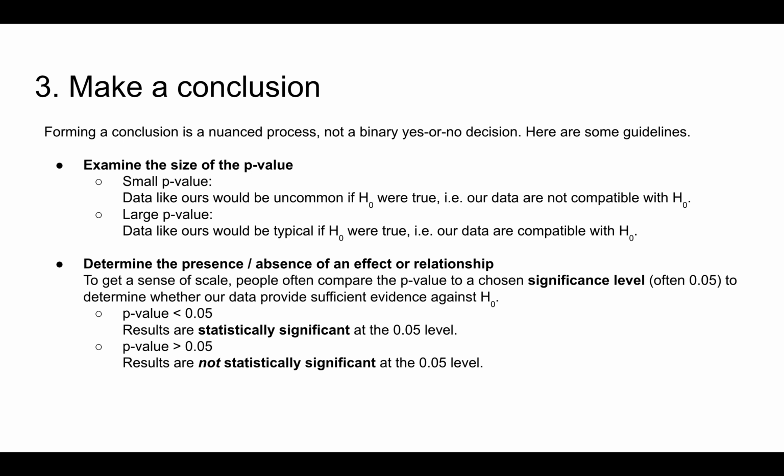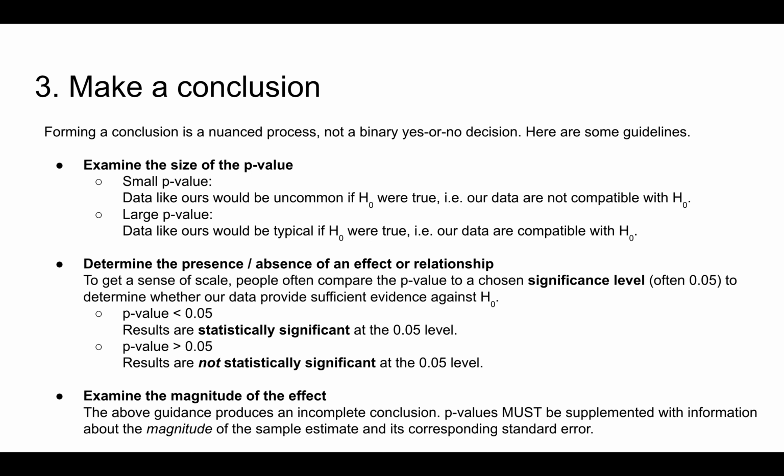Finally, and importantly, it's important to remember two things. 0.05 is not some magic cutoff, and statistically significant results aren't necessarily meaningful. To this end, using just the above guidance would produce an incomplete conclusion. P-value analyses must be supplemented with information about the magnitude of the sample estimate and its corresponding sample error, or standard error. That is, not only is the relationship not zero, we want to know if the relationship is big enough to be practically meaningful in the context of our analysis.